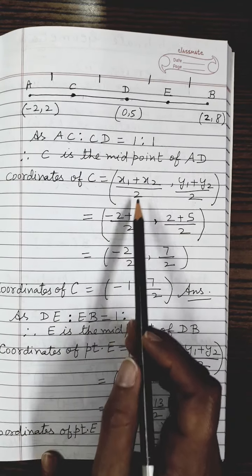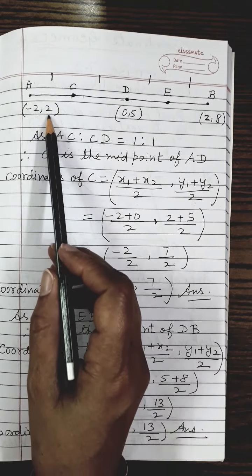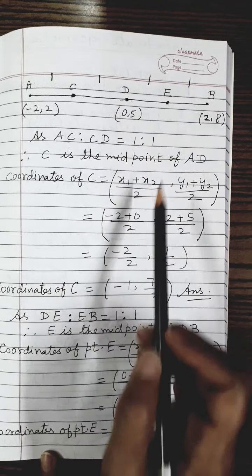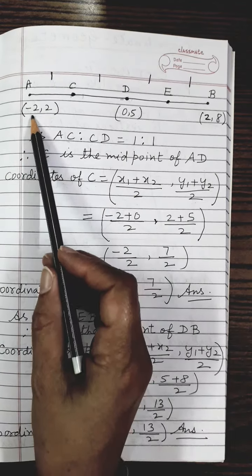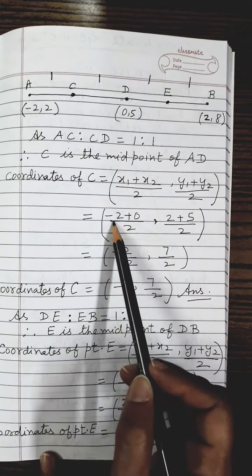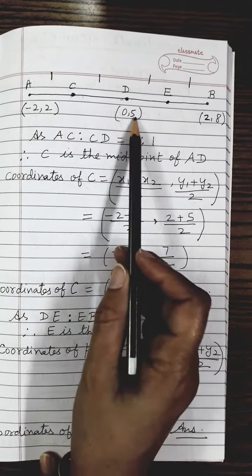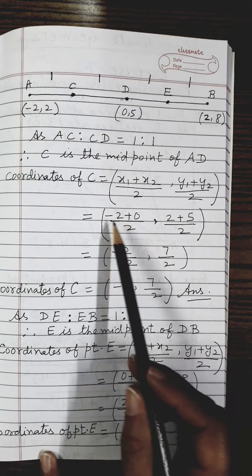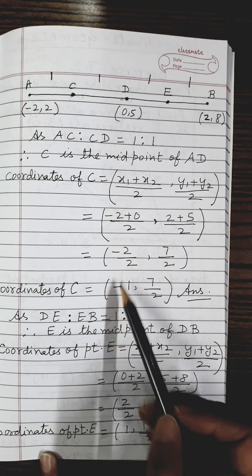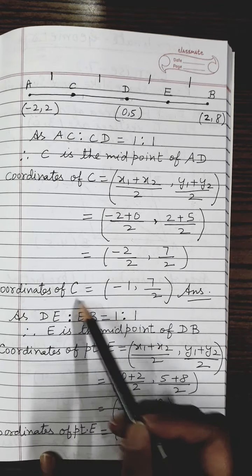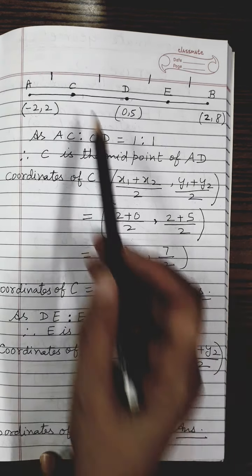So the coordinates of C equal ((x1 + x2)/2, (y1 + y2)/2). Now this is (x1, y1) and this is (x2, y2). Simply substitute the values in this midpoint formula. So (x1 + x2)/2 is (-2 + 0)/2, and (y1 + y2)/2 is (2 + 5)/2. Next step, this will give you -2/2 and this gives you 7/2. This cancels out and you will get -1. So the coordinates of point C are (-1, 7/2). This is your second answer, the coordinates of point C.